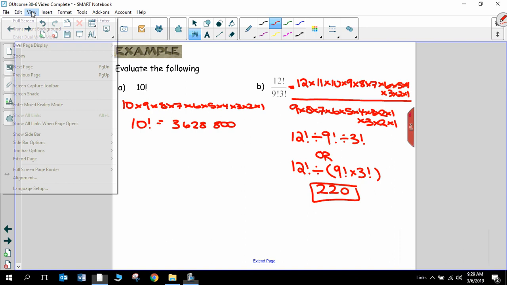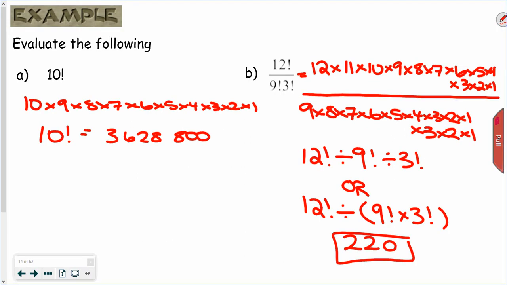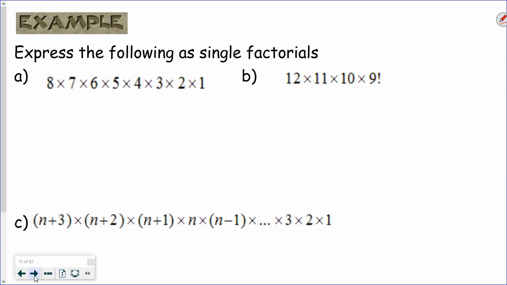All right, we have one more example where I'm just going to use nice integer numbers. It says, express the following as a single factorial. So the next one is 8, 7, 6, 5, 4, 3, 2, 1. Notice how it gets all the way down to 1. When it does, that's a factorial. So the starting number is 8, that is 8 factorial.